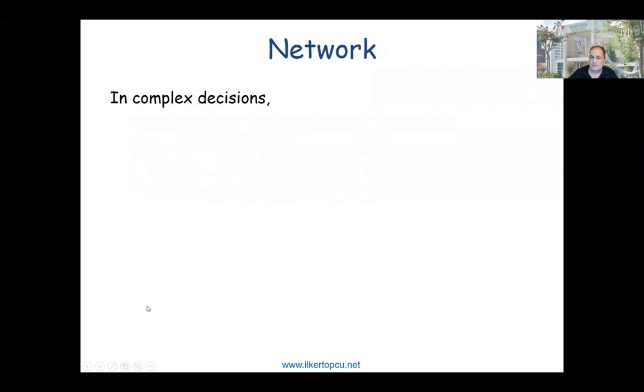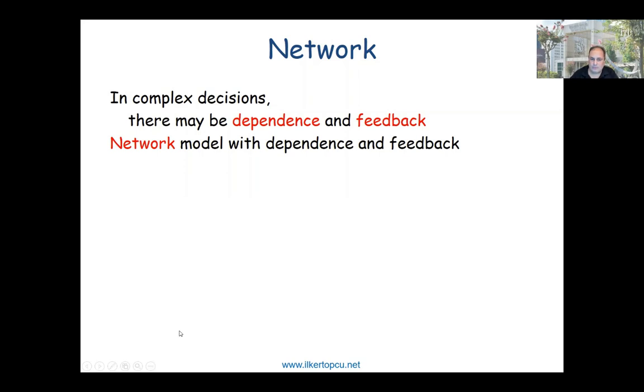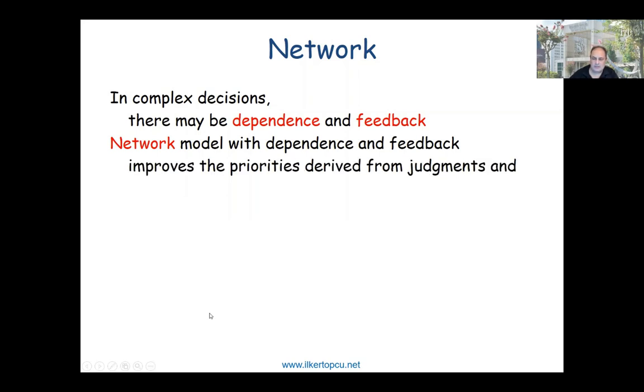These relations, we can call them dependence. And if this dependence is in both directions, it is called feedback. We can have dependence and feedback. In this case, instead of hierarchies, we should use networks. Network models with dependencies and feedbacks actually improve the importance of criteria or preferences of alternatives. Maybe we can say priorities. We are revealing them from judgments of decision makers, and our estimations are more accurate in this case for network models.